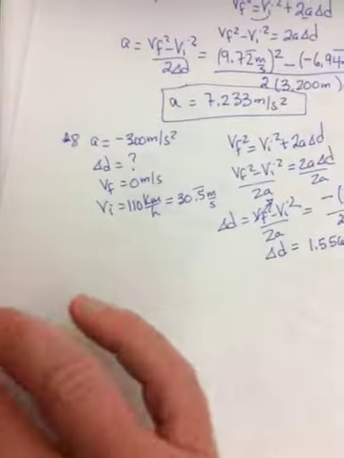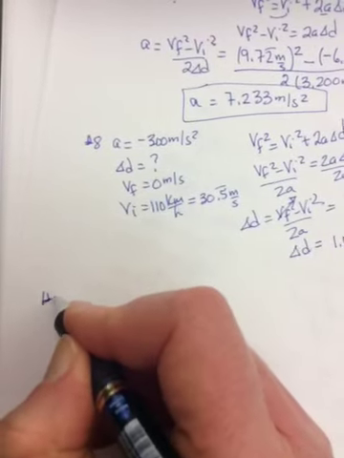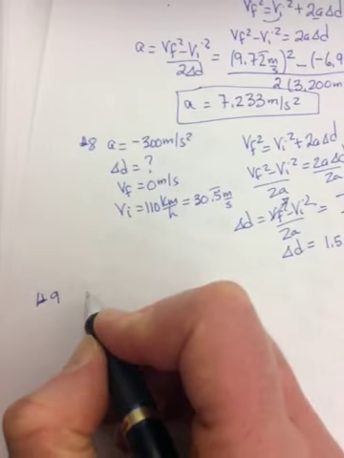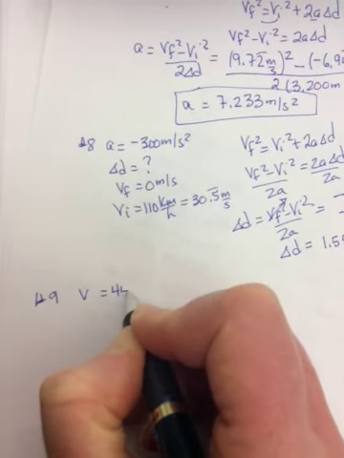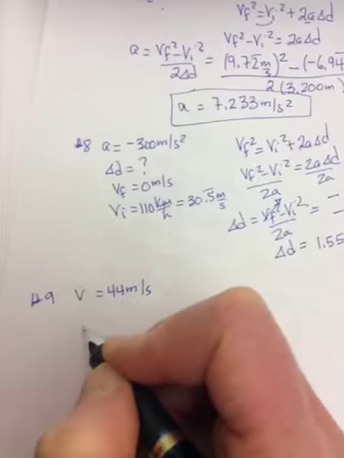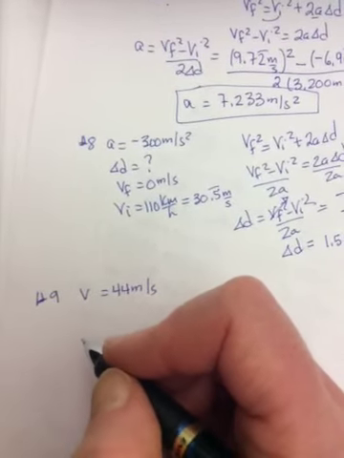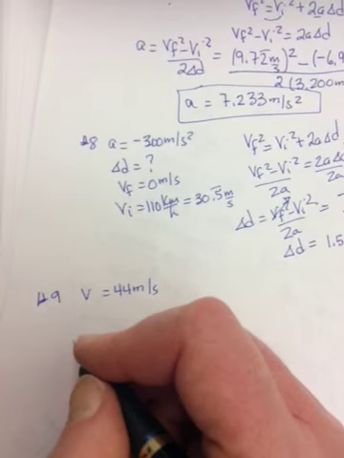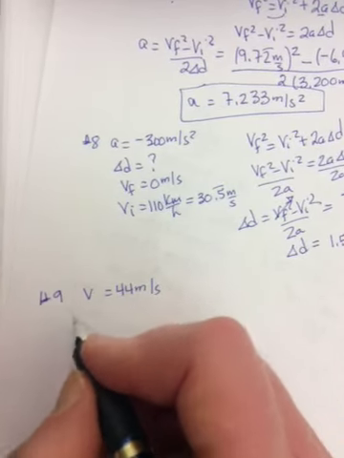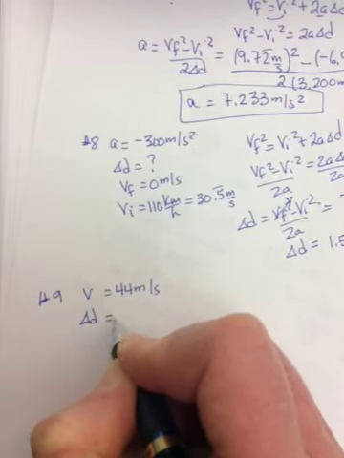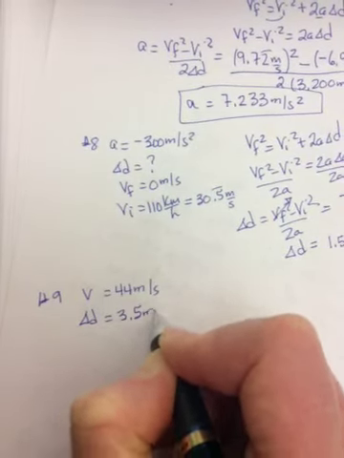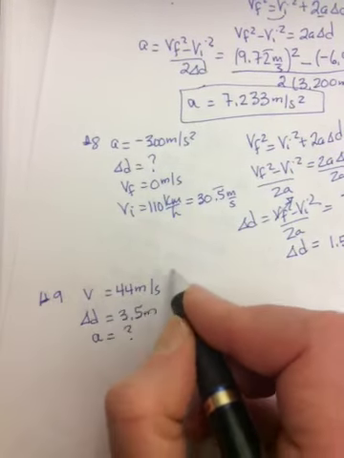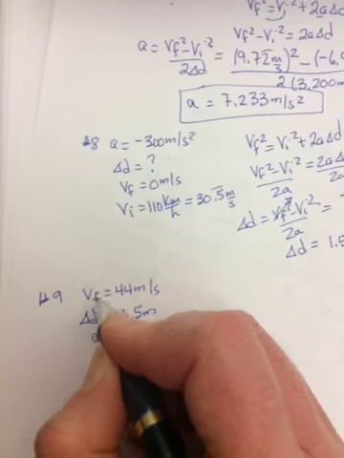Number 9 says a baseball pitcher throws a fastball at a speed of 44 meters per second. And I didn't write F or I there because I have to read further to figure out which it is. The acceleration of the ball occurs while the pitcher holds the ball in his hand and moves it through an almost straight line of 3.5 meters. Calculate the acceleration. So this is the speed when he lets it go. This has to be his VF.